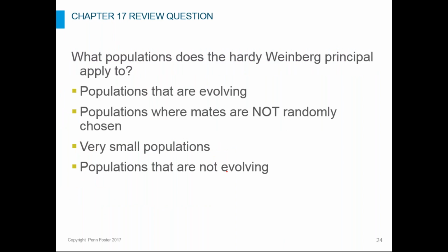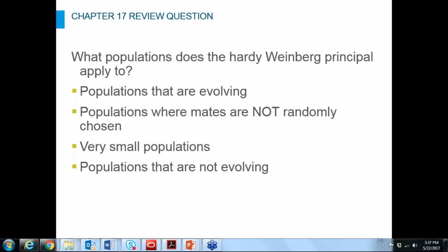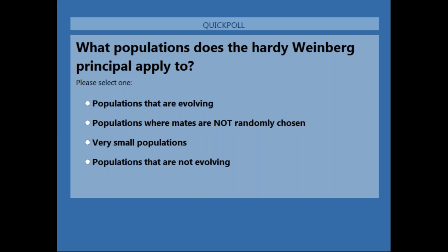Okay, so we have two review questions on the Hardy-Weinberg formula just because it's so important and also so tricky. So I wanted to review it before we moved on. So remember, Hardy-Weinberg is the formula for what's happening when the allele frequency doesn't change. So what populations does the Hardy-Weinberg principle apply to? I'll give you about 1 minute to answer this poll before we move on to the next one.